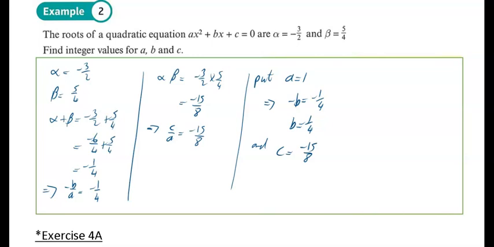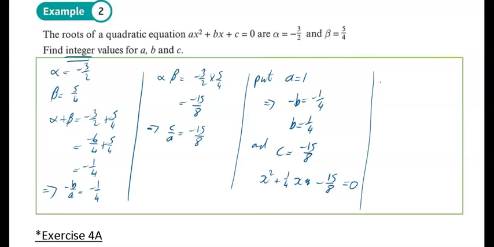So the equation, and this is a perfectly acceptable equation, but it's maybe not nice. So far I've got a is equal to 1, so it's now going to be x squared for ax squared. My b then is going to be a quarter, so a quarter x, and my c then is minus 15 over 8 equals 0. Okay, read the question. It says find integer values for a, b, and c. So in this case, this is not going to be correct. But what I could do is just times through by 8.